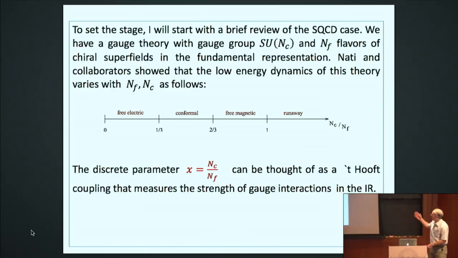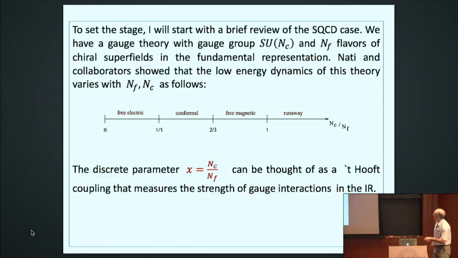Now, however, in order to set all the notation and stuff, I'll have to start with the old things. And so let me very briefly remind you, I don't think in this audience I need to do a lot of work on this, so I'll just flash through some old facts. So we'll be dealing with, at first, SU(N_c) gauge theory with N_f flavors.